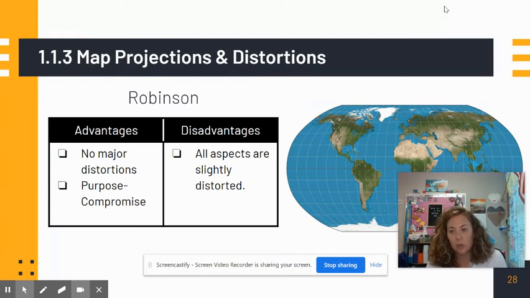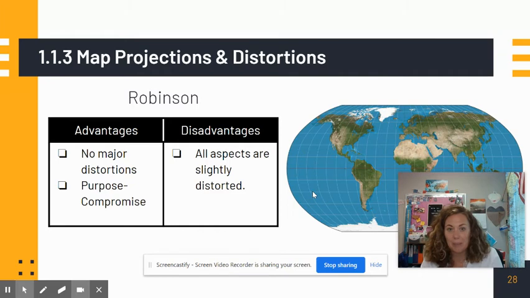All right, another one we see is the Robinson projection. So you can see this one is attempting to maintain the spherical shape of the globe, but obviously we're still trying to flatten this, right? We're still trying to put it on a map. So advantages: there are no major distortions. If you were to hold this side by side to a globe, you would actually see that they mirror each other.